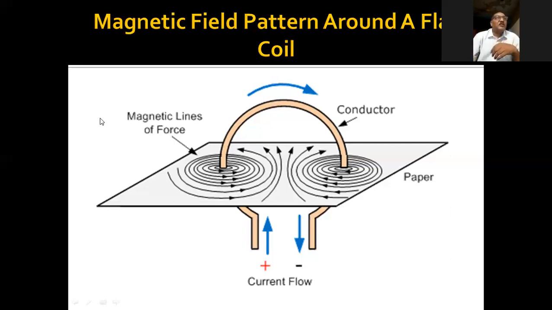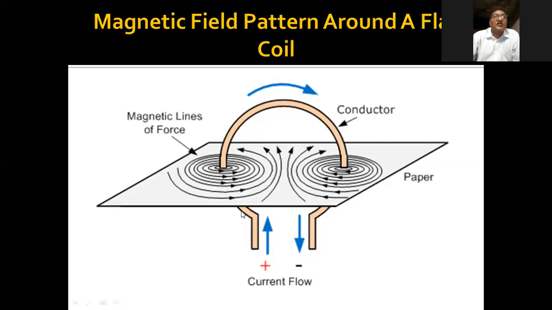So you see what will happen, that the current will flow from here, and it will go down. If I only concentrate on this portion and on this portion, let's see what happens. Here you connected it with the positive terminal. So it's a magnetic field pattern around a flat coil. It's like a coil, okay?